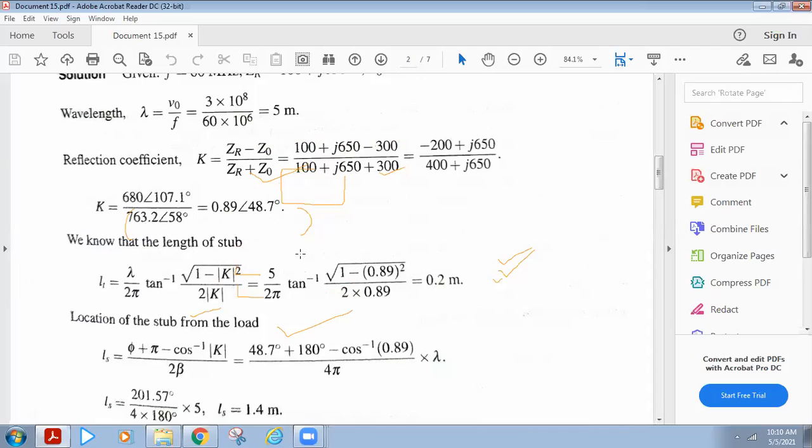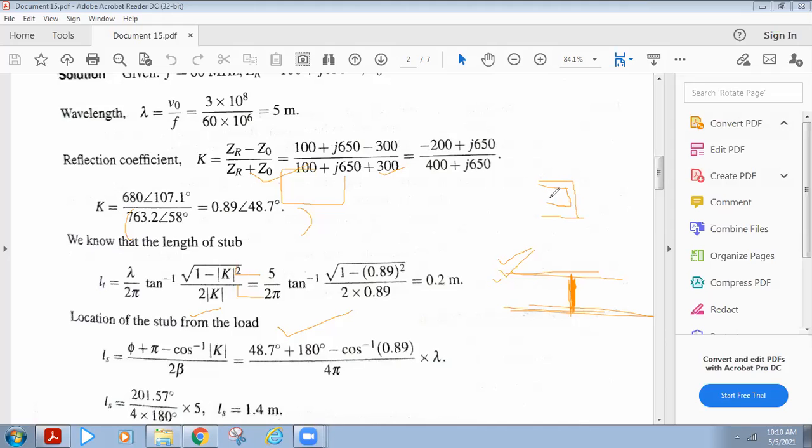This is only the length of the stub. Suppose this is the piece of transmission line. I want to terminate this transmission line for impedance matching, but how much length of the transmission line do I have to take? Actually, this is the length of the transmission line.